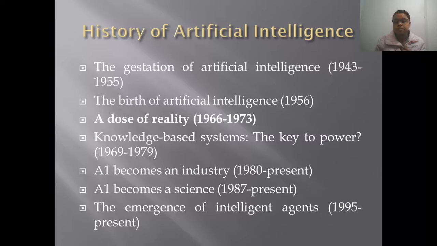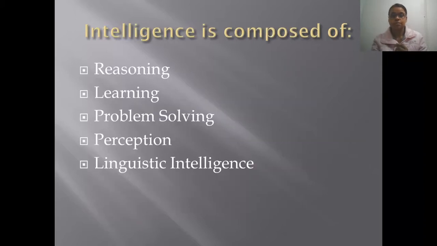1980s to present. And this AI, that is artificial intelligence, becomes a science from 1987 to present. And the emergence of intelligent agents, that is in 1995 to present. Okay, so this is all about the history of intelligence, so we should know about this also.